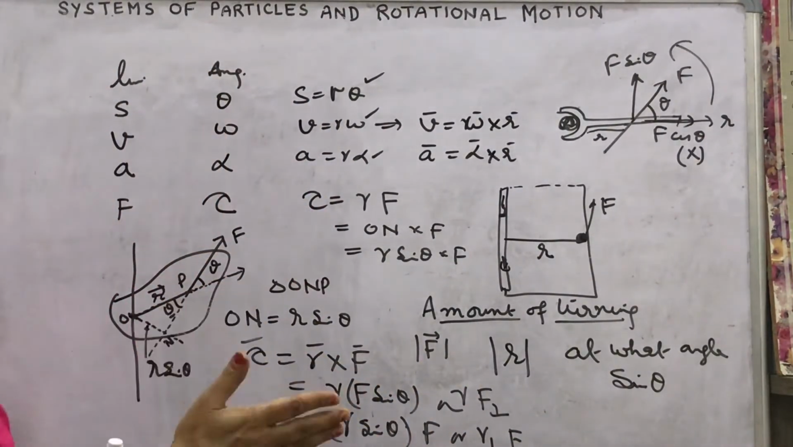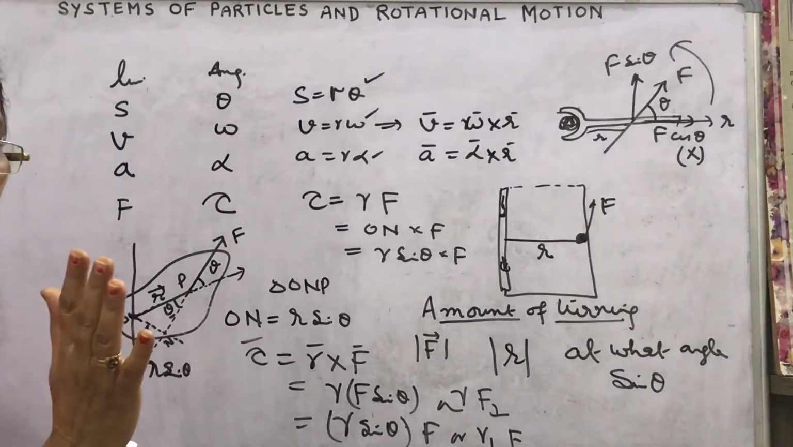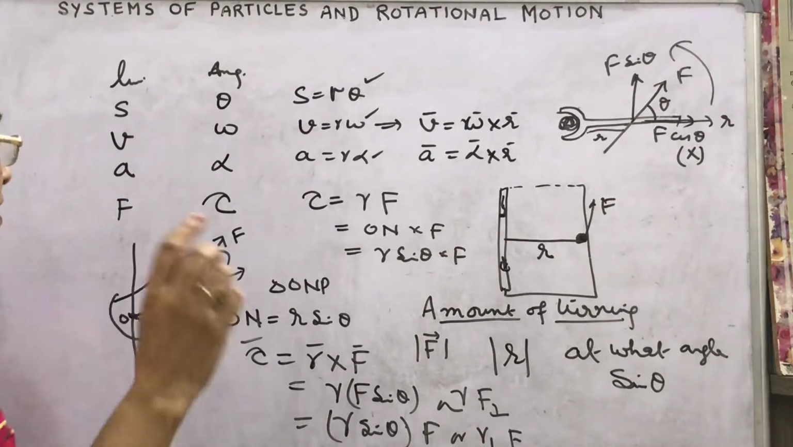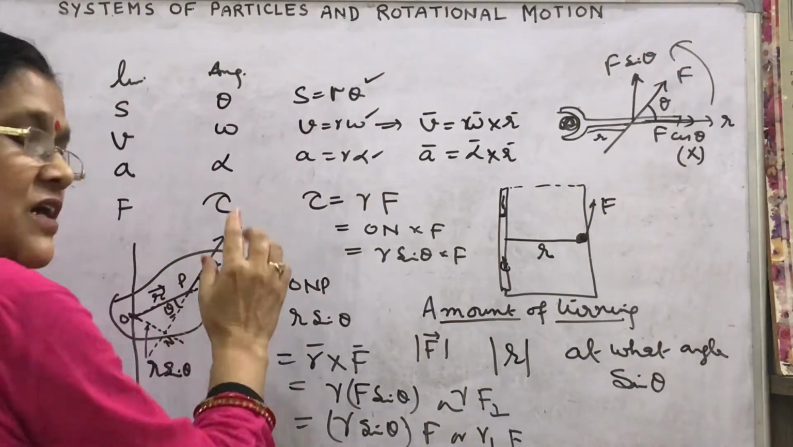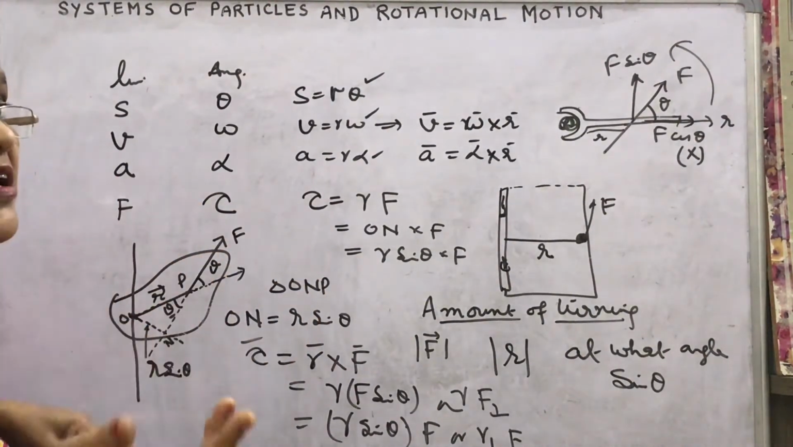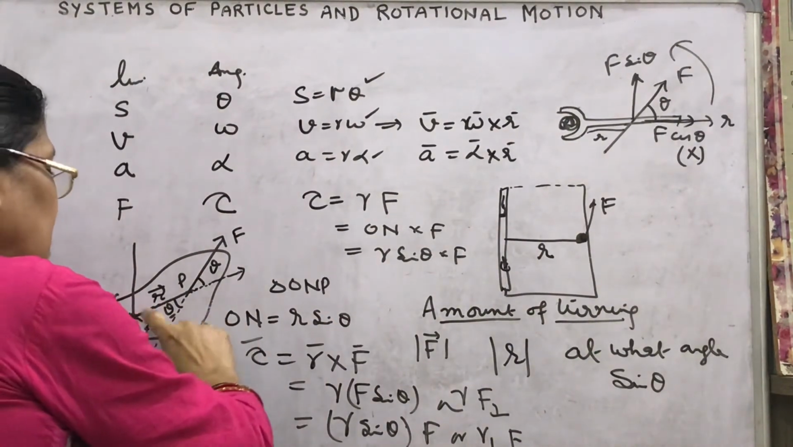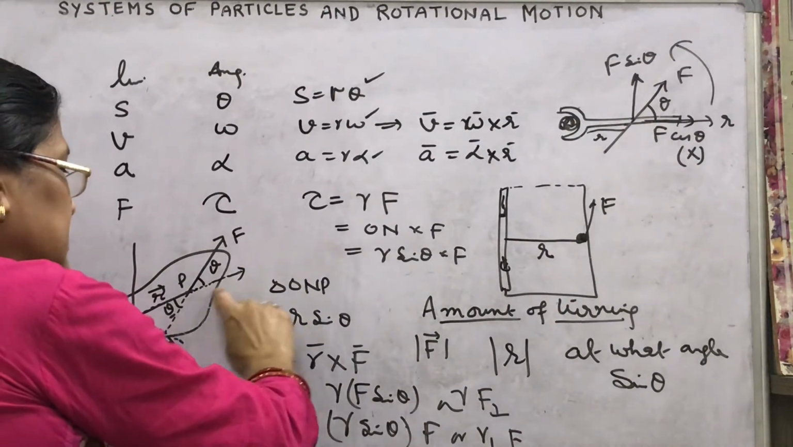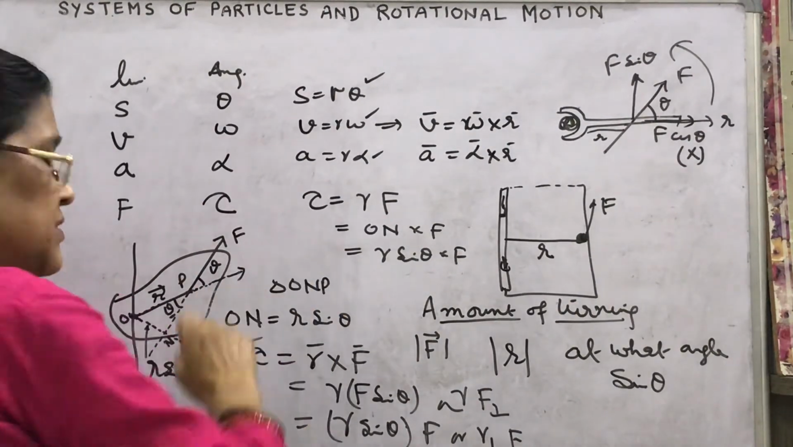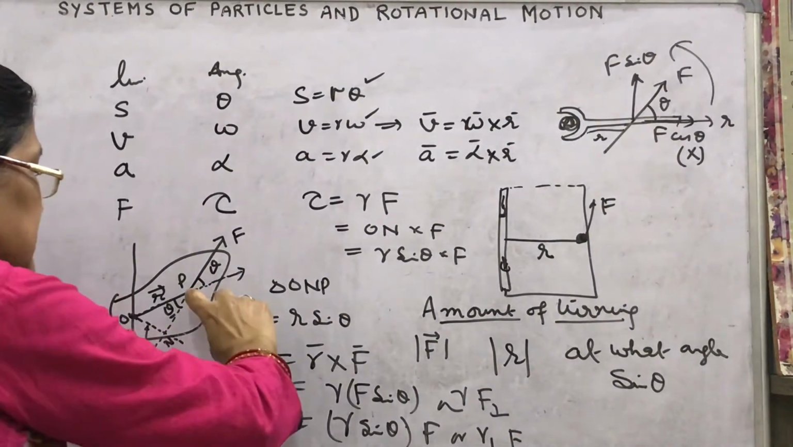Look how the direction of torque is determined. A little confusion arises in the mind about in what direction we should take theta. Look here, this is the position vector R, this arrow represents the position vector's direction, and this is the force.